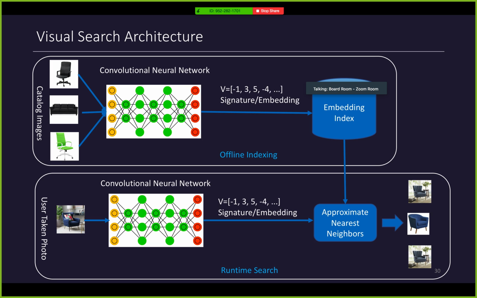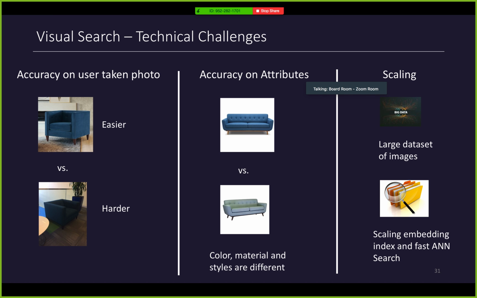Although the overall architecture is very simple, tuning the model and scaling the model is actually challenging. In particular, we are facing challenges in these three areas. Our model is pretty accurate on professionally taken photos, particularly the catalog images, because that's where the model is trained. But it is harder for user-taken photos.